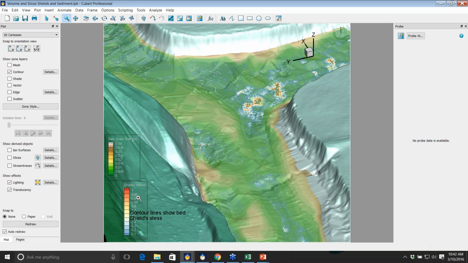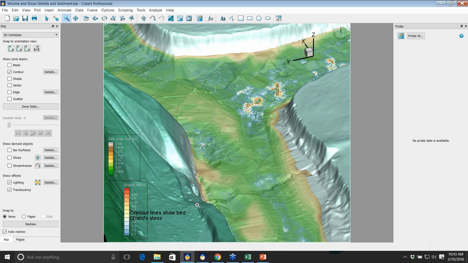And what Shields stress does is couple information about the size and density of the particles to determine the force it will take to move a particle, and then compare that to the shear from the flow. And so the Shields stress is a dimensionless measure of basically how likely the particles are to move. And so a low Shields stress means we're not going to have scour there. A high Shields stress means it's very likely to scour.